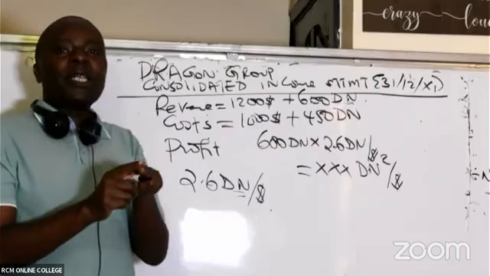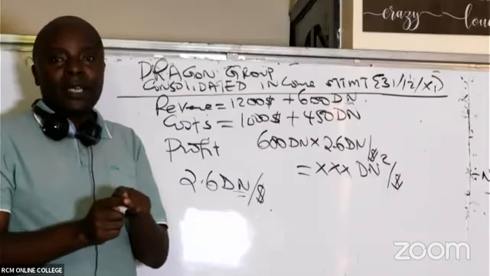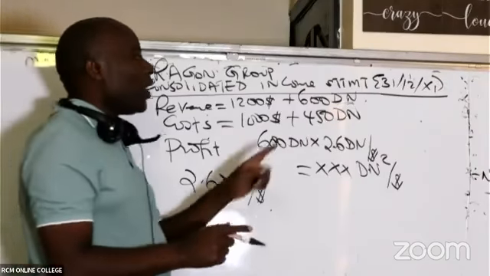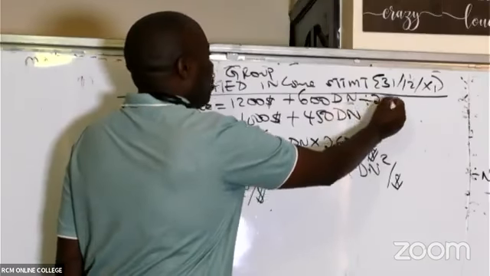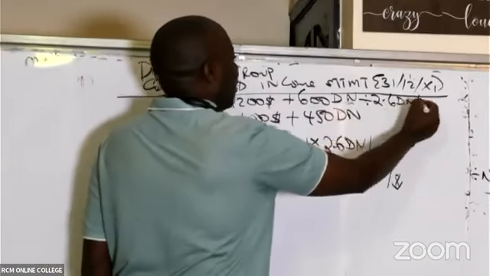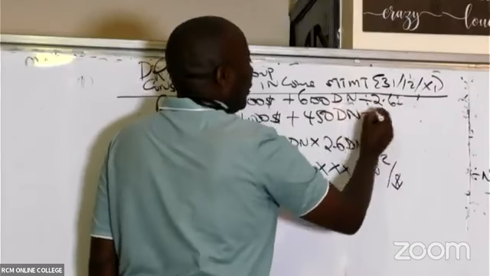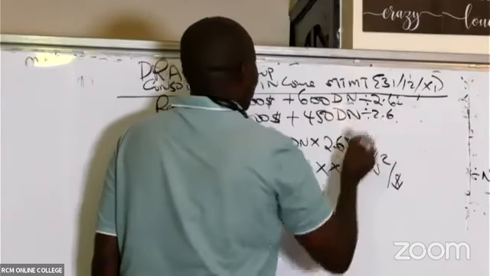To cancel them, in this case, you shall divide. And once you have known that we are dividing, the division will be throughout. So divide by what here? 2.6 dinars per dollar. You don't have to write this now. Divided by 2.6 dinars per dollar.